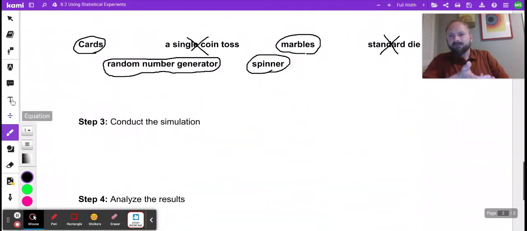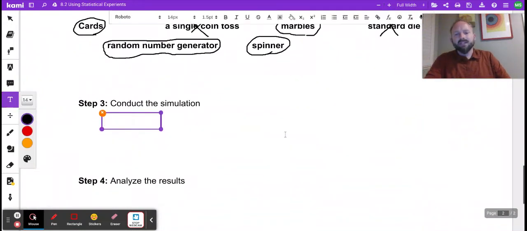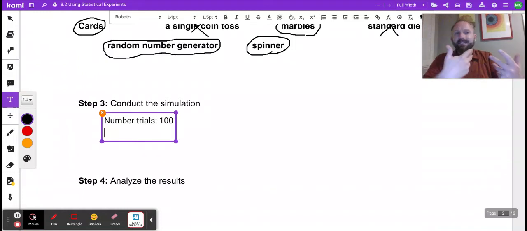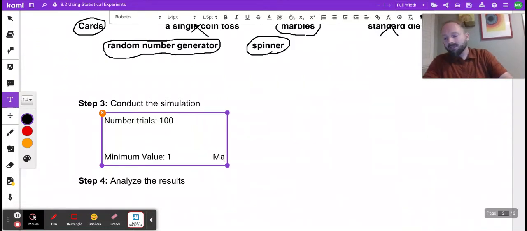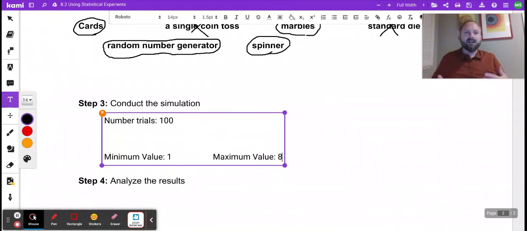Now, for the simulation, we'd probably want to conduct a certain number of things. So, the number of trials, number of times we would do it, we could do it 100 times. That way it'd be easiest for us to figure out, hey, it's this out of 100 or this percent. So, minimum value we'd want is 1. And then the maximum value would be 8. So we can conduct these trials for the simulation to figure out, hey, is this good?